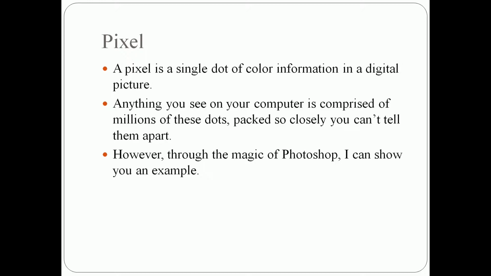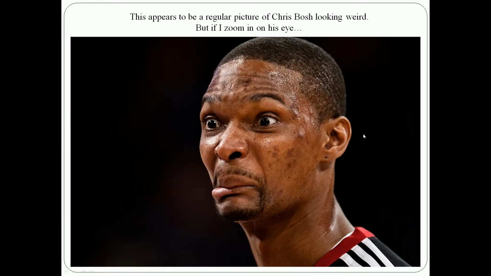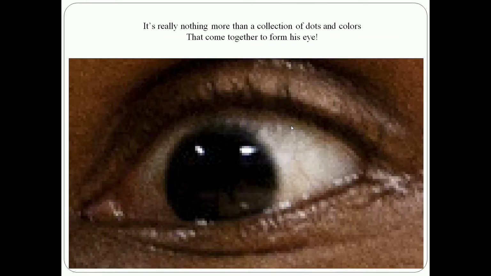Anything that you see on your computer is comprised of millions of these dots packed so closely you can't tell them apart. However, through the magic of Photoshop, we can show you an example. This is the ever photogenic Chris Bosch giving his best to try and photobomb the camera. But if I zoom in on his eye, which we're going to do right now, you will see that his eye, in fact, is comprised of millions of these tiny little squares of color.